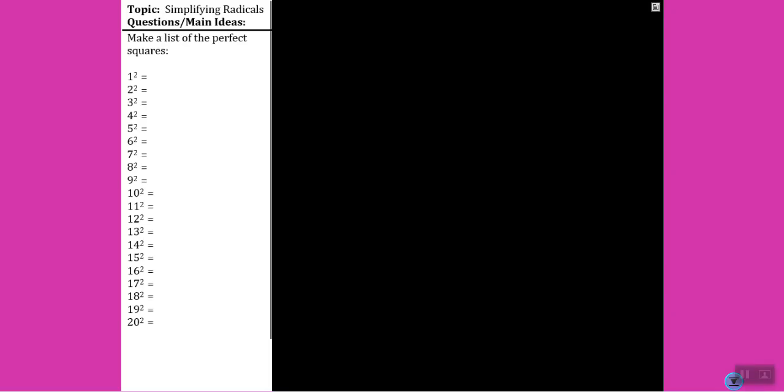Today, we're going to be talking about simplifying radicals. One of the easiest ways to simplify radicals is by knowing your perfect squares. So take a minute and fill in what all these perfect squares would be. So 1 squared, 2 squared, 3 squared, all the way up to 20 squared. Go ahead and pause the video now.